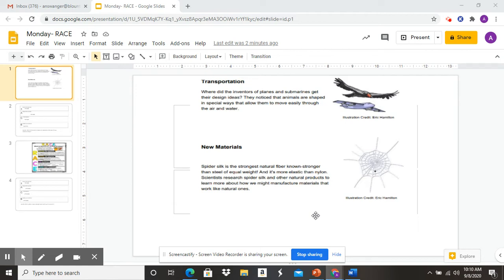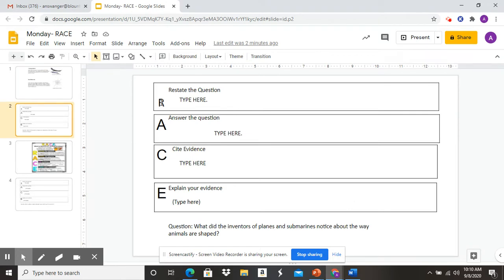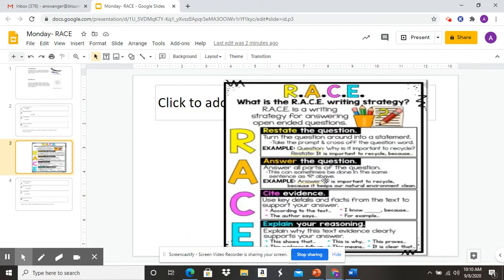All right, so the first thing I'm going to do is I'm going to review what RACE means. It's restate the question, answer the question, cite evidence, and explain your reason, okay? The reason that we use the RACE strategy is because the R, the restate the question, is going to help us stay on topic. The A part where we answer the question, and then the C is where we get our cited evidence that proves why that answer is correct, okay? So we're going to start using the RACE strategy to answer those reading response questions that we have in class.